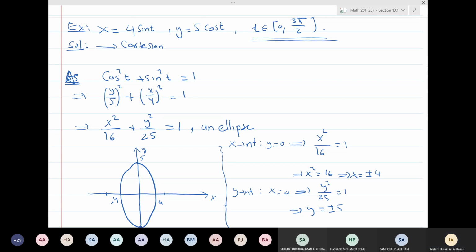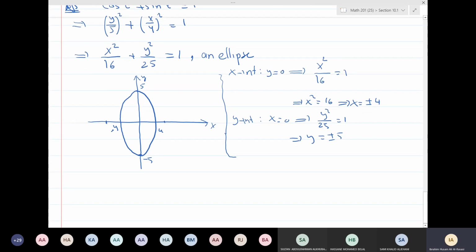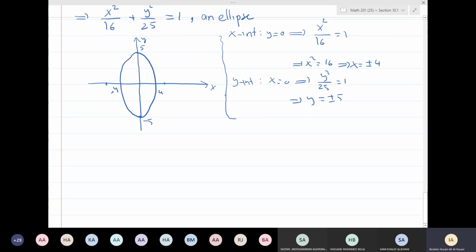Like the previous example, is it a full circle or half a circle? The same thing here. For the direction, in fact, the direction will tell you whether it is a full ellipse, part of an ellipse, or whatever. Again, you have to take the initial t equal to 0 and the terminal 3 pi over 2, and a point in between. So this is direction.